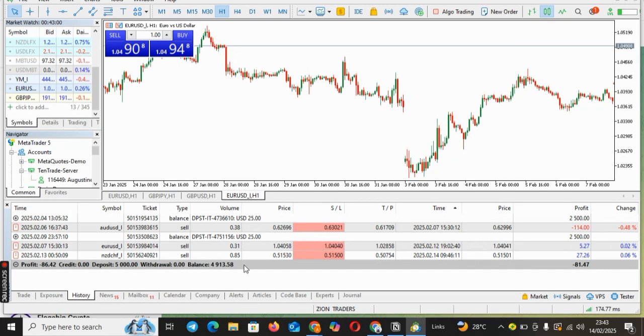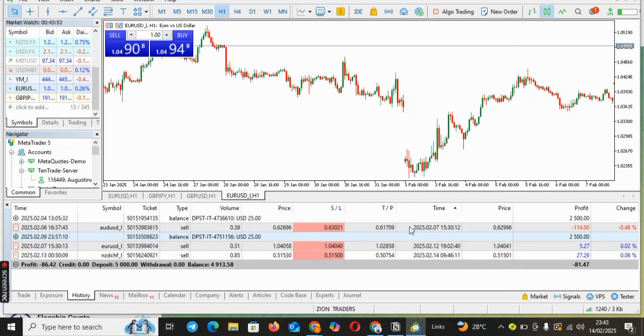So during the week, I deposited an additional $25. What you are seeing right here is actually a cent account. So I deposited an additional $25 to make $50, right? What I'm trading with right now is $50. I've decided to be risking just 5% instead of the 10% I wanted to be risking earlier, in order to manage my risk better and preserve the account.